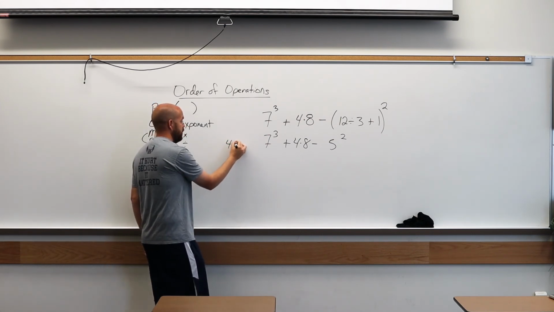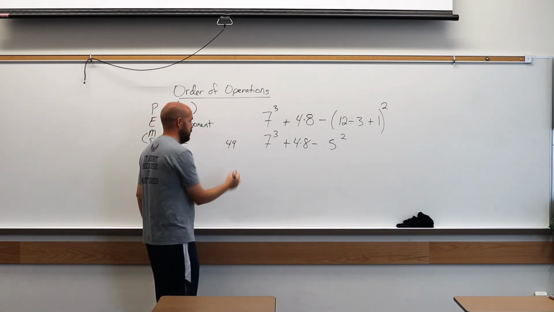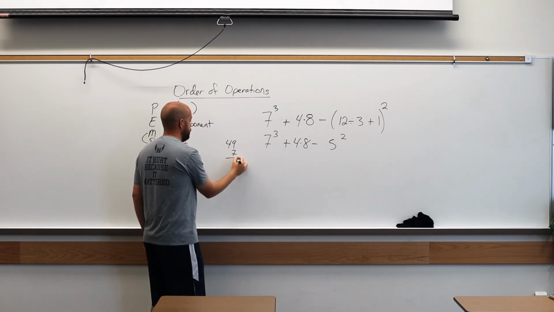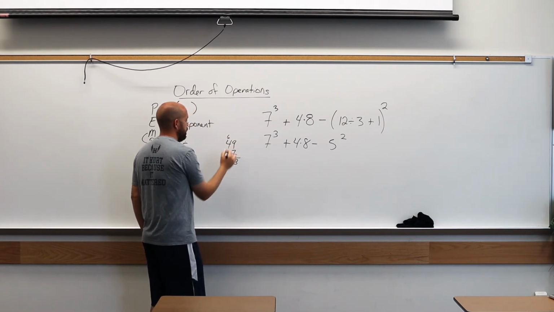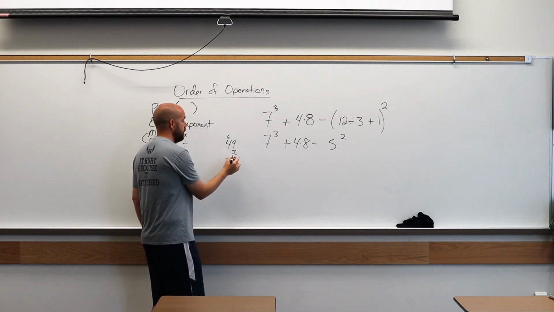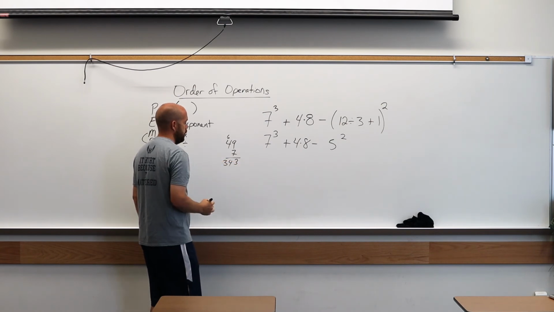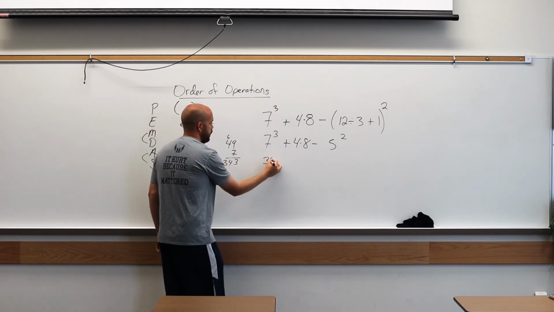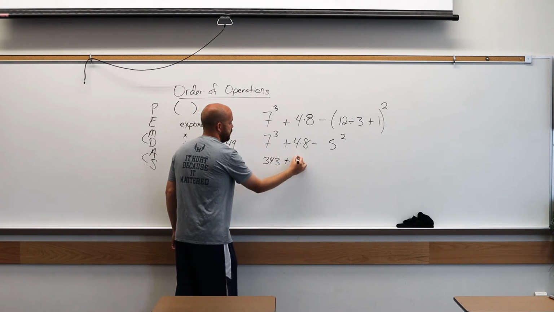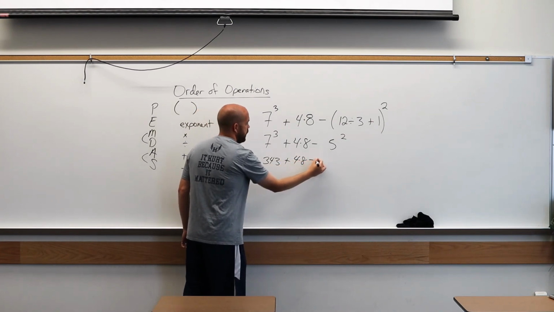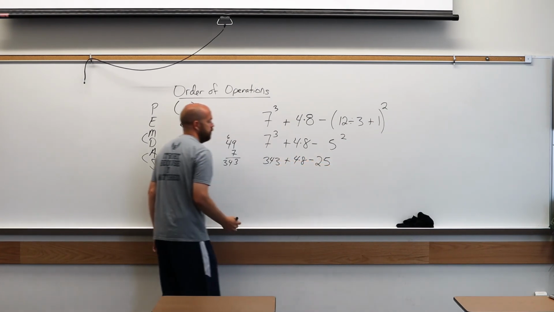I actually don't know what that is. 7 times 7 times 7. If I had a calculator, I'd just probably bust it out. 7 times 7 is 49, times 7 is 343. So we've got 343 plus 4 times 8 minus 25.